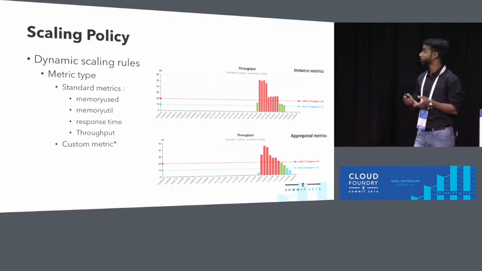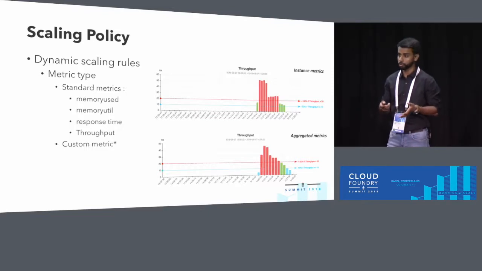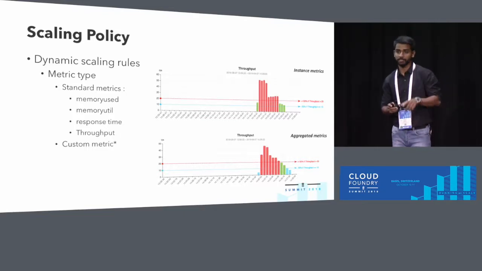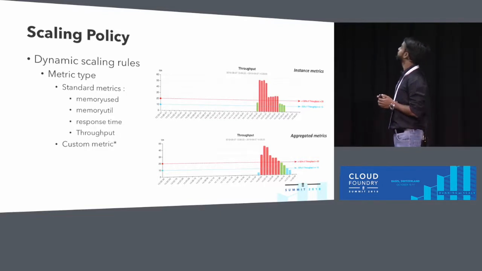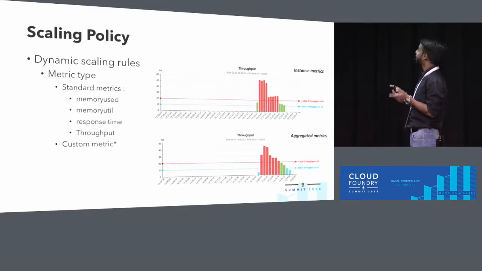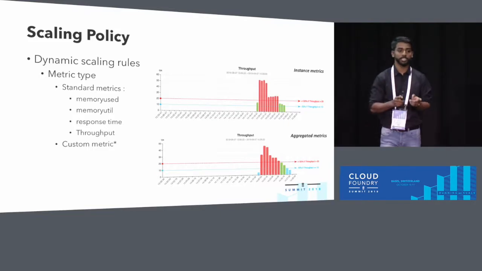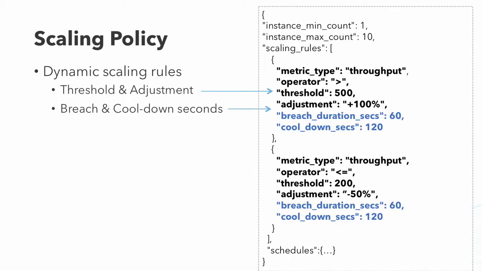Apart from this, you can also use custom metrics. Whatever your application has, sometimes there are certain metrics you want to use to scale your application up or down. I'll not talk much about custom metrics since we already have a dedicated session for it, so you can attend that. AutoScaler monitors your application instance-wise. All the instance metrics get collected by AutoScaler, and then it aggregates those metrics. Scaling will only happen when your aggregated metrics are above a certain threshold or below a certain threshold. So let's see how we define it. On the right-hand side, at the top, you can see we have something called instance min count and instance max count.